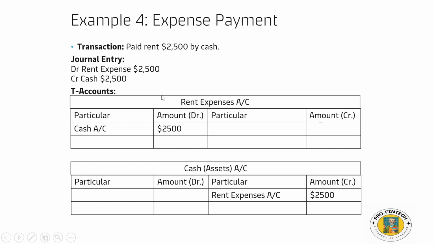Moving to the next example, expense payment. Paid rent $2,500 by cash. Journal entry: rent expenses $2,500, credit cash $2,500. So the T accounts are the rent expenses account and the cash account. In rent expenses, $2,500 is a debit, and in the particular we have mentioned the cash account, because the corresponding entry of this debit is in the cash account. So in the cash account, it's a credit of $2,500, and hence in the particular we have mentioned rent expenses account.